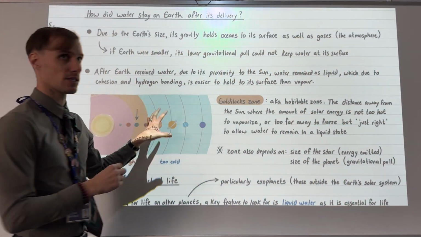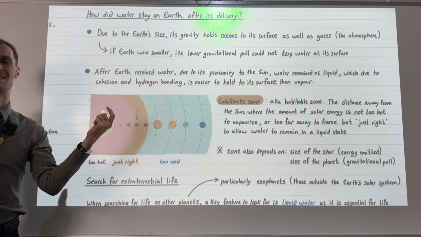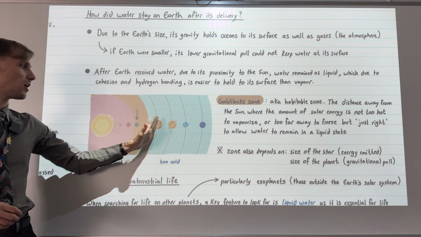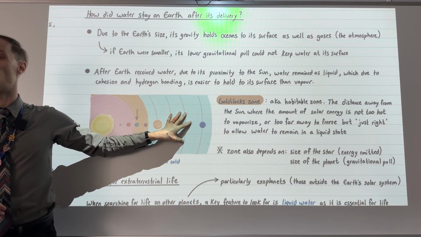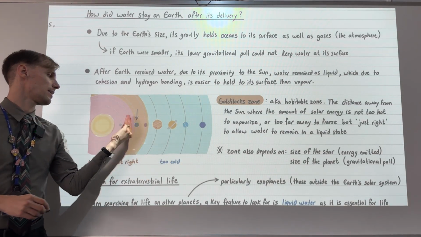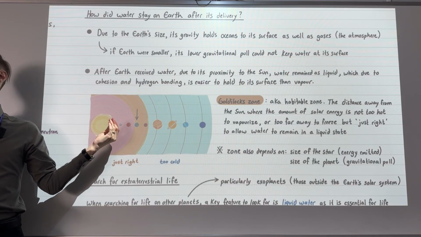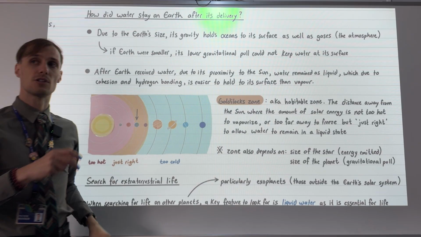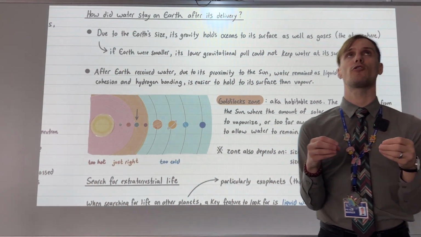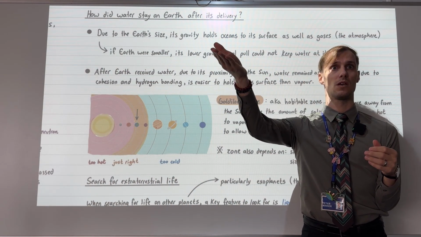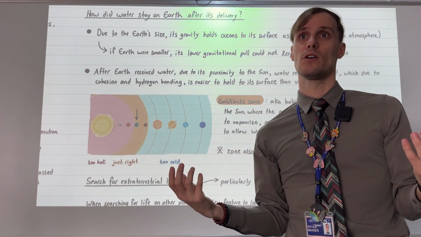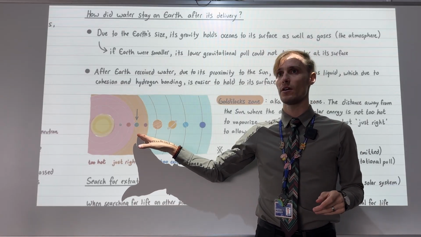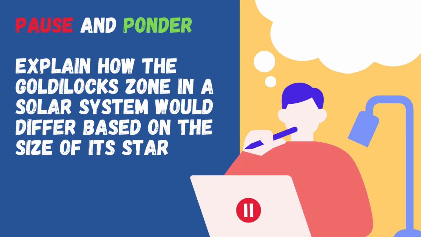Now, in our solar system, with our star, the only planets in that Goldilocks zone are Earth and Mars. Planets beyond Mars are too cold. Water would only be found as ice. And planets too close, such as Mercury and Venus, would be too hot, and water would only be found as water vapor. Now, there's another factor to consider. If we're looking for the Goldilocks zone in other solar systems, stars vary in size. So the next question I want to ask you is, how would the Goldilocks zone differ with the size of the star?